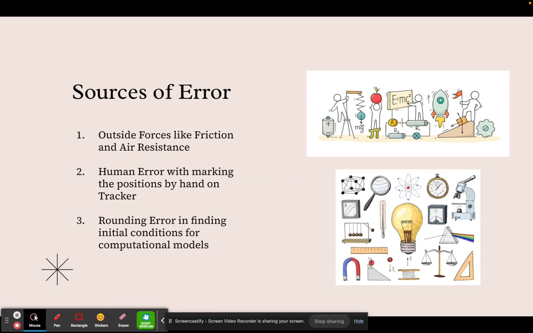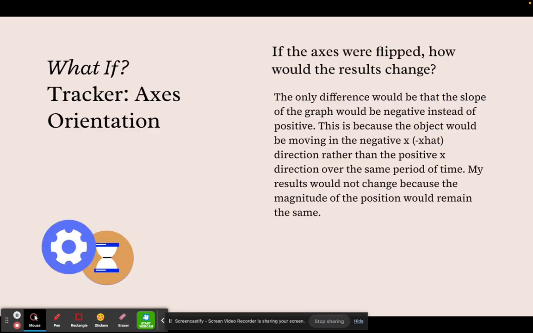Let's discuss possible sources of error in our experiment. One source of error could be outside forces like friction and resistance, which cause us to not maintain a constant velocity during our experiment. There could also be human error when I mark the positions by hand on Tracker, or rounding errors in finding initial conditions for computational models.